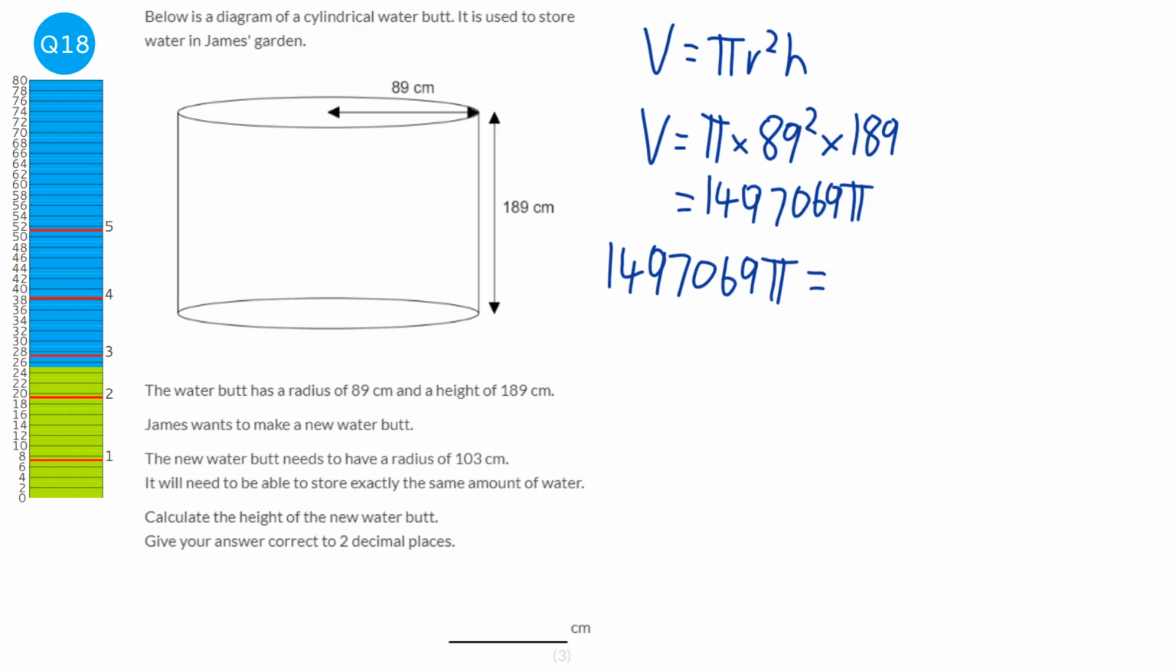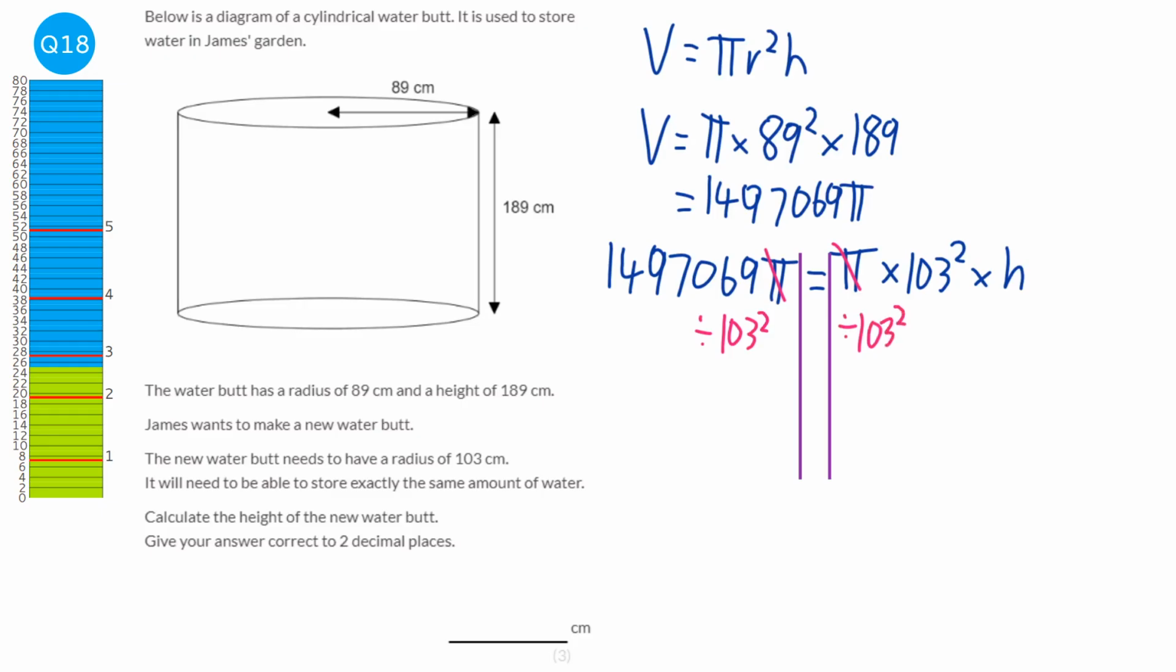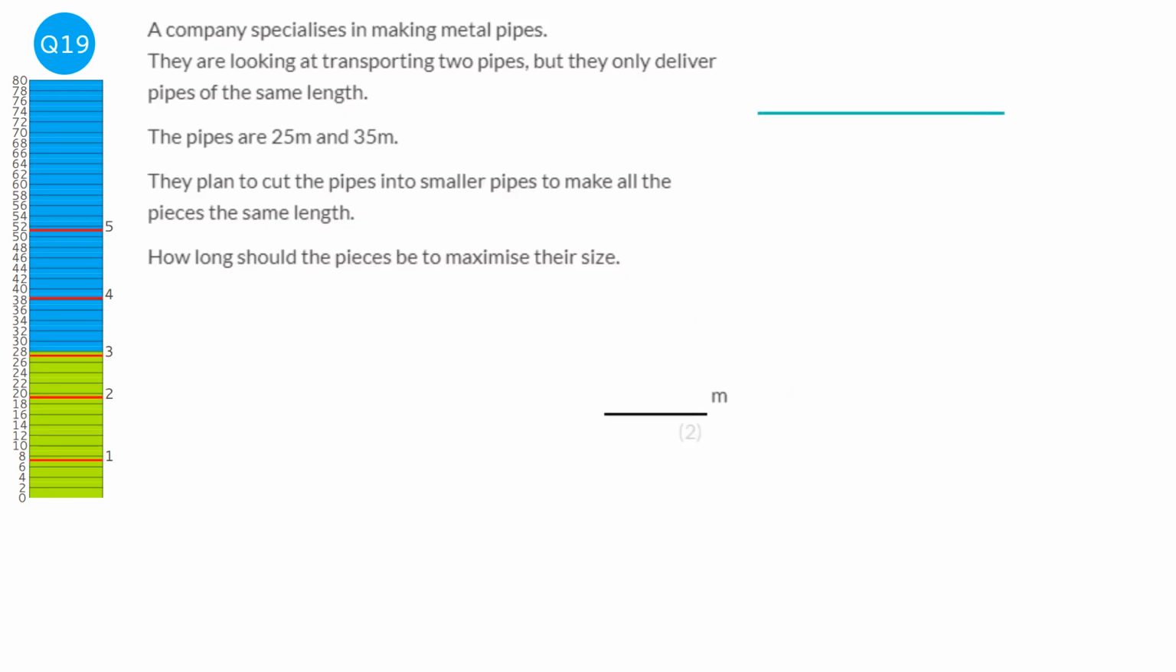But we want the radius to change. So instead of the radius being 89, we want the radius to be 103. So times 103 squared. And we're trying to work out what the height is. Okay, so first thing we can do actually is just cross off the pi's from both sides. We don't really need them at all. And then we can divide both sides by the 103 squared. And on the left hand side we get 141.113 and so on, and on the right hand side we get h. So the height will be 141.113. It says it wants it to 2 decimal places, so that will be 141.11.